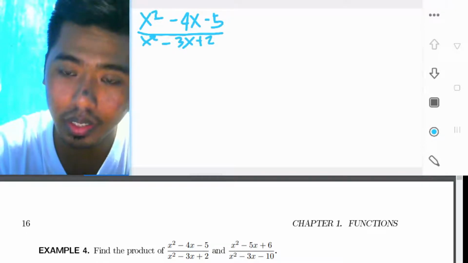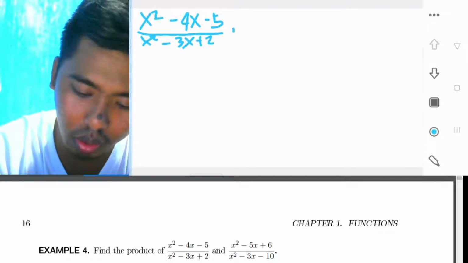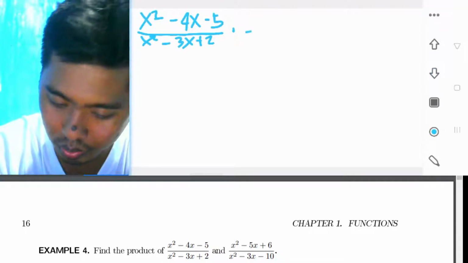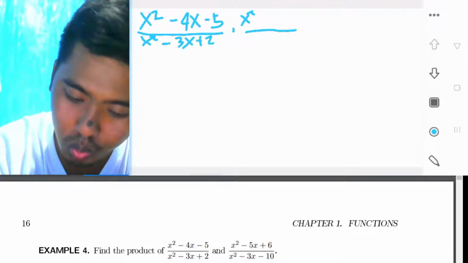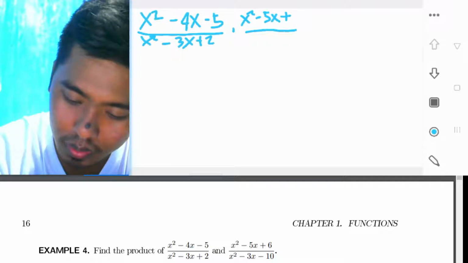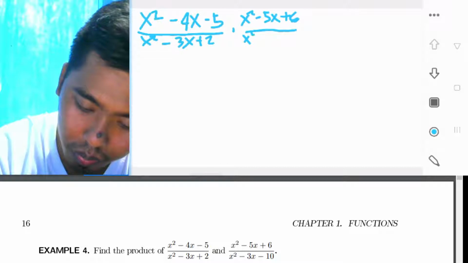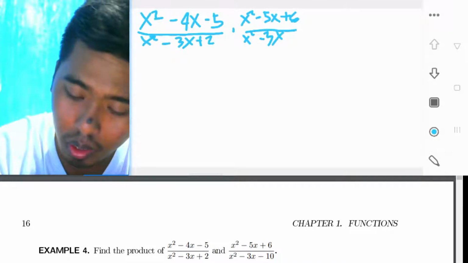Okay. Now next, magbutang tag tuldok dara para ilhanan nga multiplication. So this would become x squared. Okay, x squared minus 5x plus 6. Okay, now we have all over x squared minus 3x minus 10.